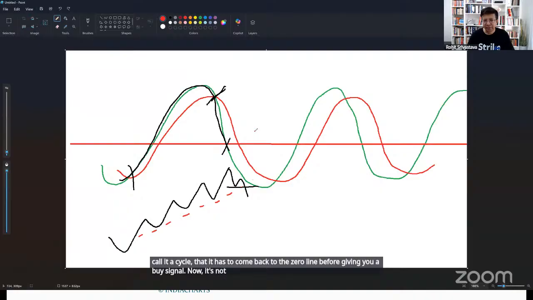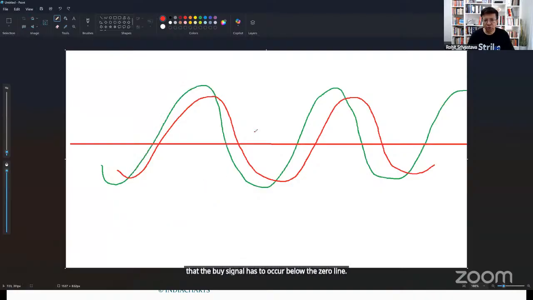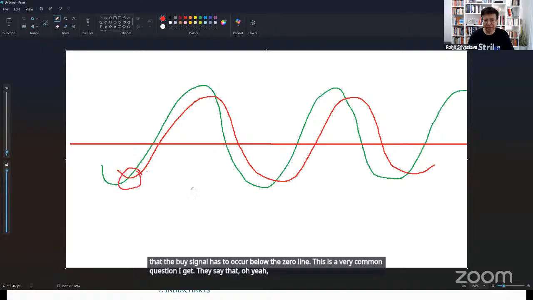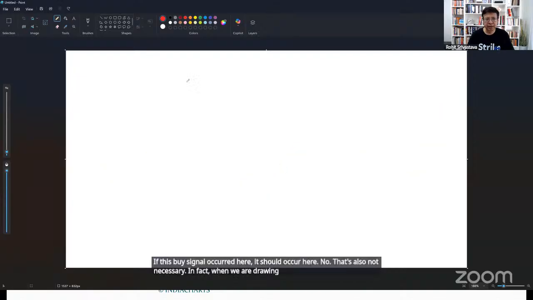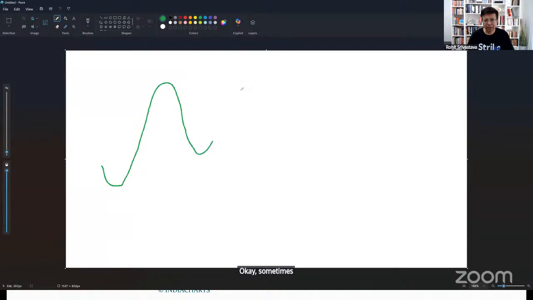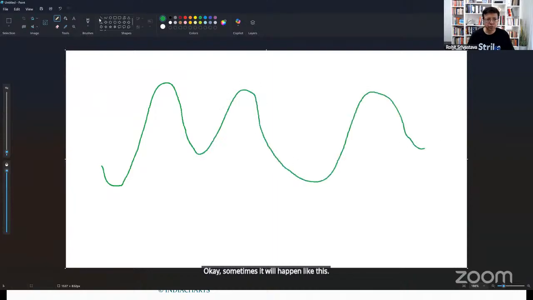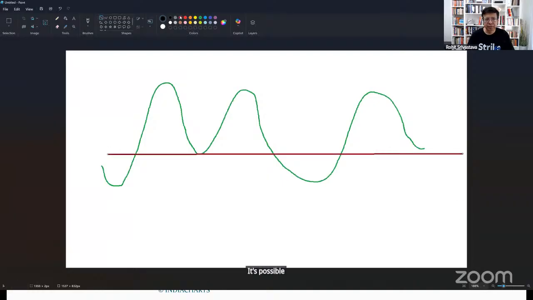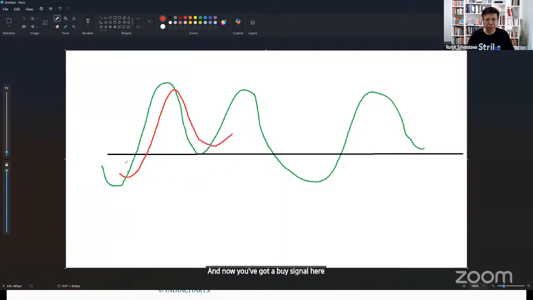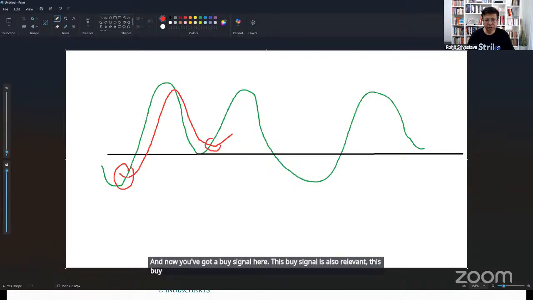Now it's not necessary that the buy signal has to occur below the zero line. This is a very common question I get. They say that, oh yeah, if this buy signal occurred here, it should occur here. No, that's also not necessary. In fact, when we are drawing the entire picture, sometimes it will happen like this. So now when we actually put the zero line down, it's possible that you got a buy signal here, it went up, we came back, we touched zero, and now you got a buy signal here. This buy signal is also relevant.